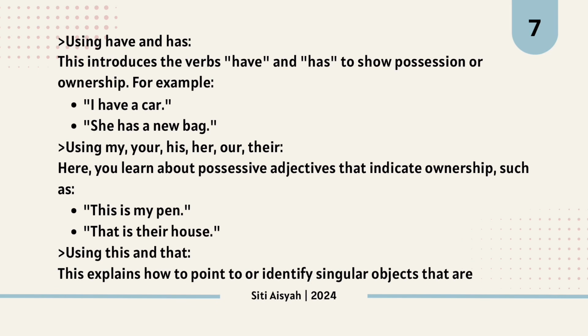Next is using have and has. This introduces the verbs have and has to show possession or ownership. For example, I have a car or she has a new bag.